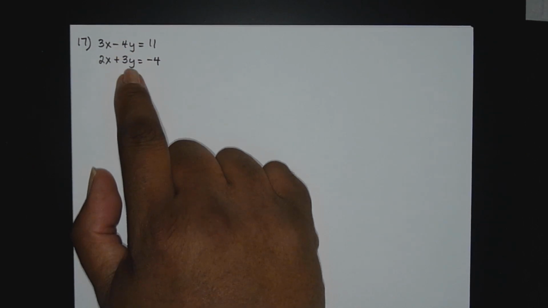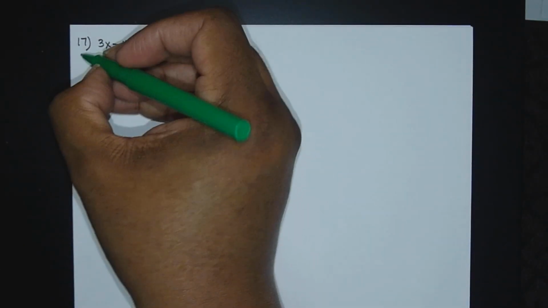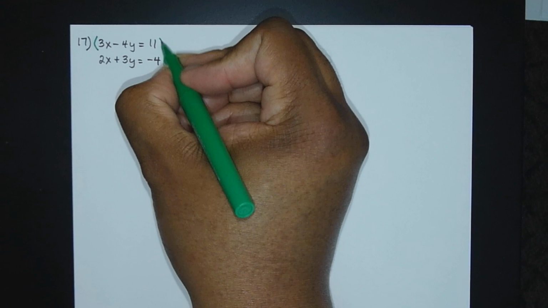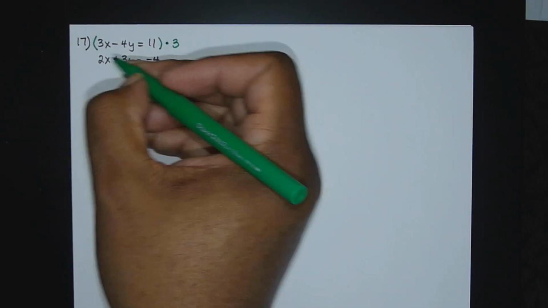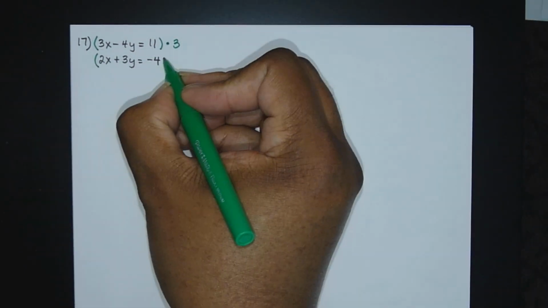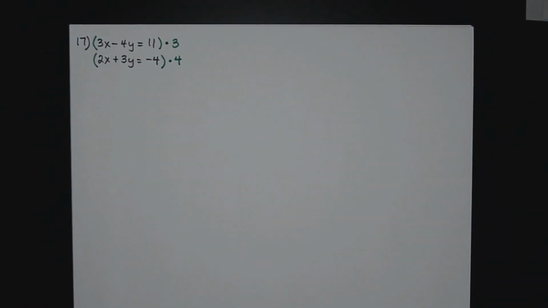Now, what would be a common factor for 4 and 3? It'll be 12. So, if I want that minus 4y to be minus 12y, I need to multiply that top equation, that first equation, by 3. And if I want that 3y to become 12y, I need to multiply the bottom equation by 4. Sometimes you might have to multiply 1 or 2 equations in order to eliminate either x or y.